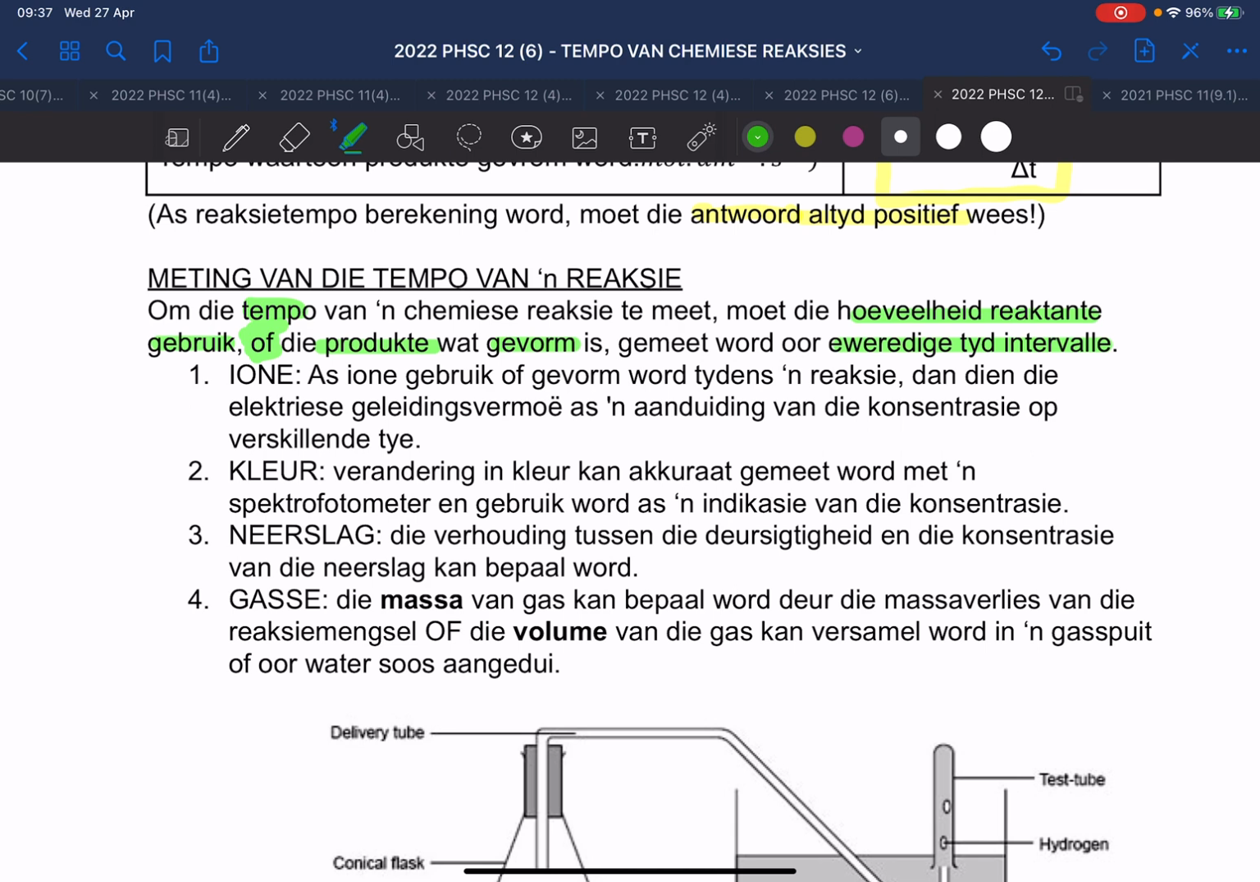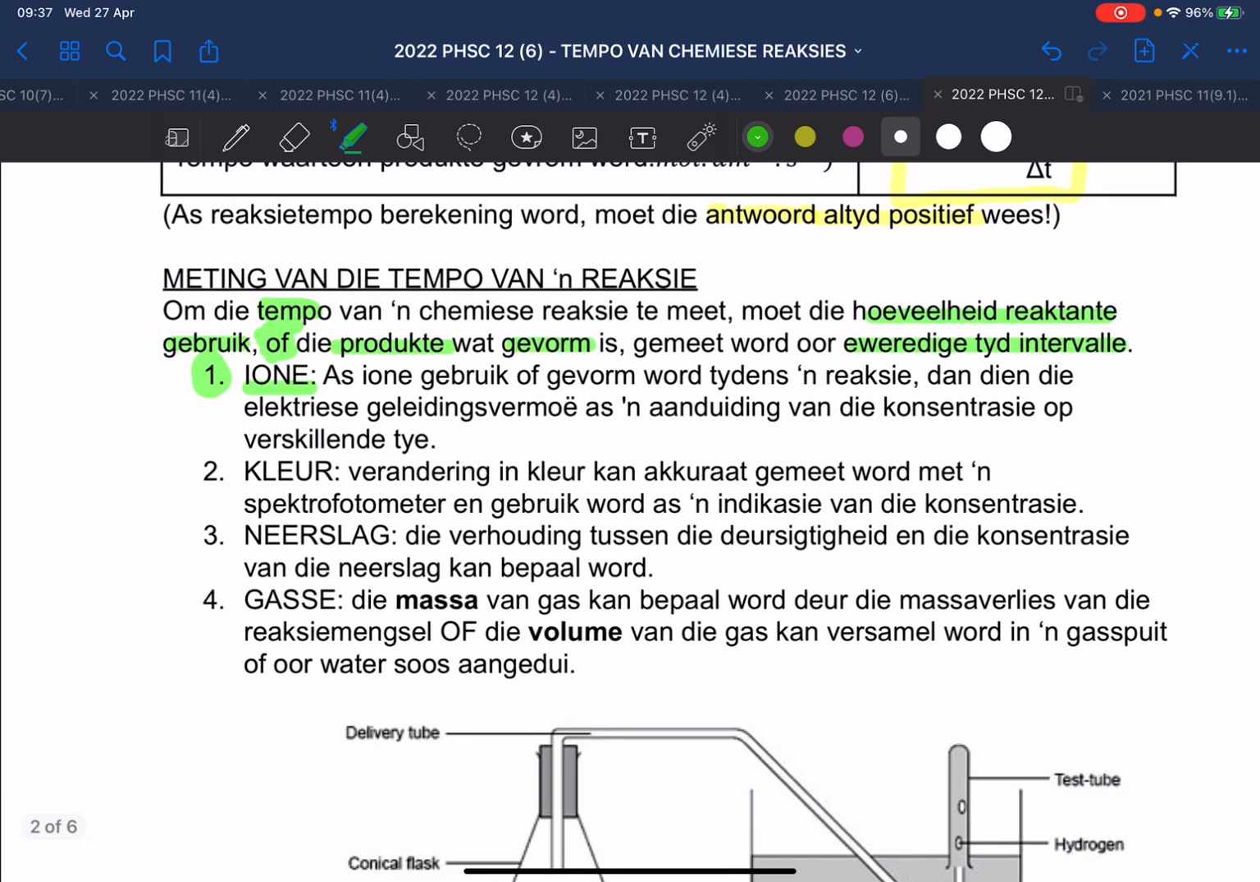Okay, so how do you measure it? The first way that you can do it is by measuring the ions, die ione. Okay, so gaan lees en dan verduidelik. Dit sê, as ione gebruik of gevorm word tydens 'n reaksie, dan dien die elektriese geleidingsvermoë as 'n aanduiding van die konsentrasie op verskillende tye.